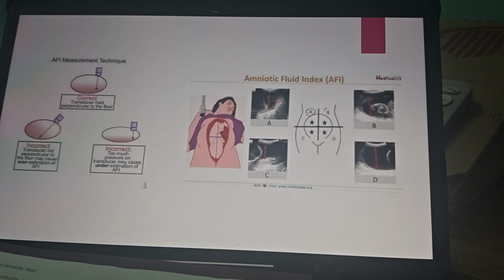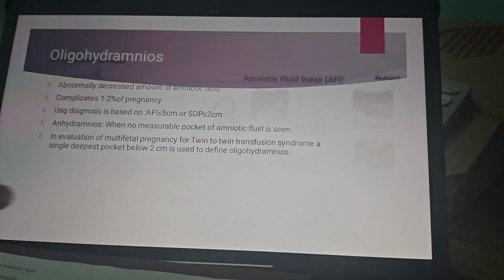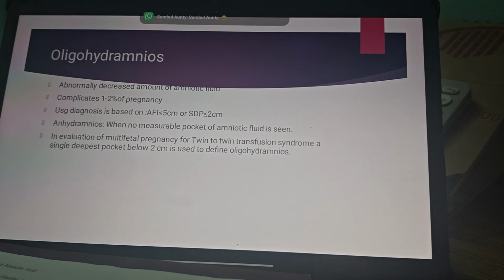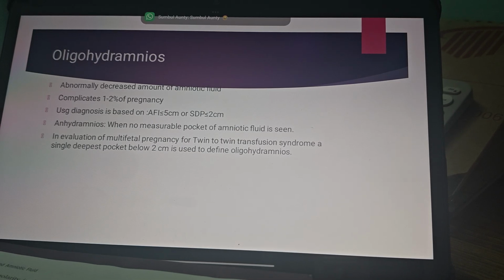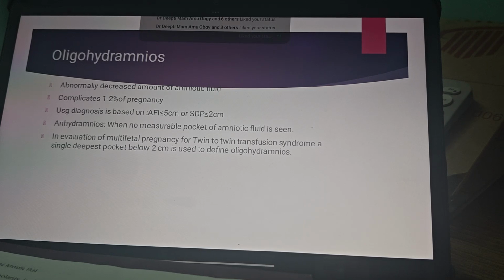So we divide the maternal abdomen into 4 parts and then we measure the single deepest vertical pocket in all those quadrants. Now, coming to abnormalities of amniotic fluid, the first one is oligohydramnios. Oligohydramnios is an abnormally decreased amount of amniotic fluid and it complicates around 1 to 2% of pregnancies. USG diagnosis is based on either AFI or SDP as we have already discussed.